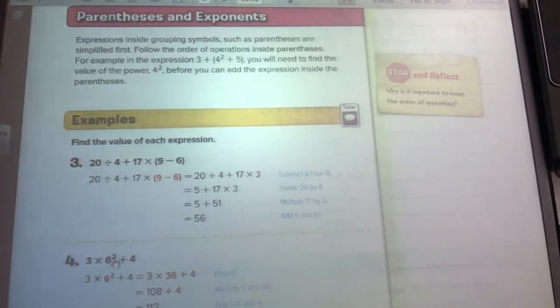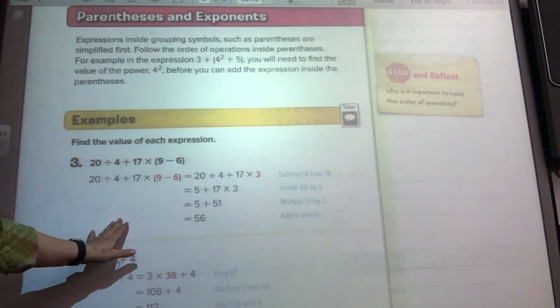Expressions inside a group of symbols are simplified first. So you do anything inside parentheses first and find the value of the power of 2 before you can add the expression inside the parentheses. So they give us this example of this whole nightmare right here.